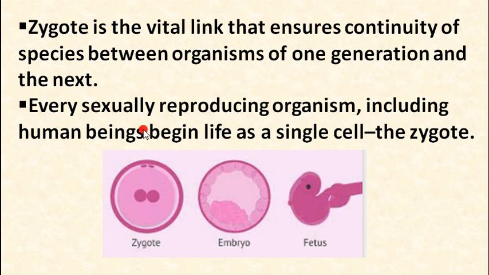Now every sexually reproducing organism, including the human also, begins life as a single cell. हमारी भी लाइफ है वो सिंगल सेल से ही बनती है, शुरुआत होती है एक सिंगल सेल से. सो उसको हम बोलते हैं जाइगोट. Okay, so every sexually reproducing organism including human beings begins its life from a single cell. Okay, here you can see कैसे जाइगोट बनता है, जाइगोट में से एम्ब्रियो बनता है, न्यू बेबी बनता है, फीटस. ओके, हर एक ऑर्गेनिज्म में ये चीज़ होती है.